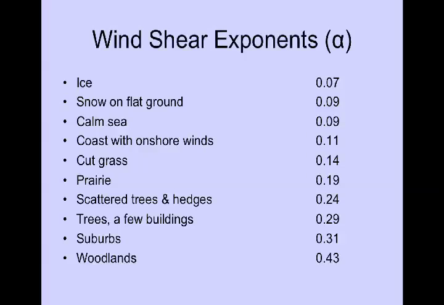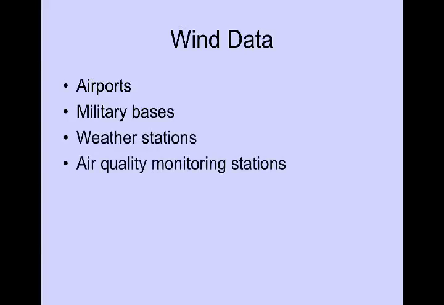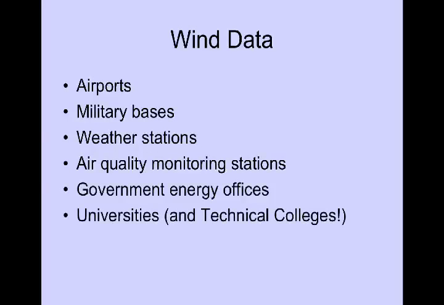Here's an example of what some of those wind shear exponents can be. This is taken right out of the textbook, so you don't need to try and write this down. It's in your books. And now as far as wind data, where do we get it from? Airports will sometimes publish it for free. Sometimes they'll ask for money for you to look at their stuff. You can get information taken from military bases, from weather stations, from air quality monitoring stations, from government energy offices, even universities and technical colleges.